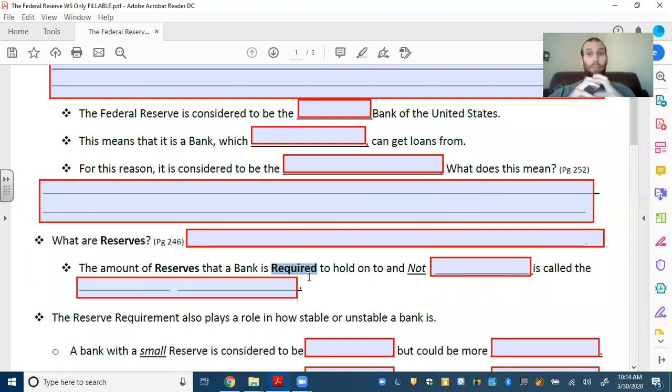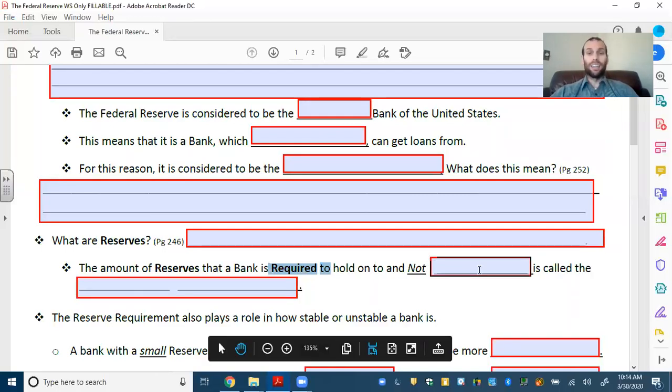Usually banks, when they get money, they lend it out pretty quickly. So reserves are money that a bank holds on to and doesn't lend out. But a required reserve is money that a bank is required to hold on to and not lend out. Since they're required, this is called the reserve requirement right here.